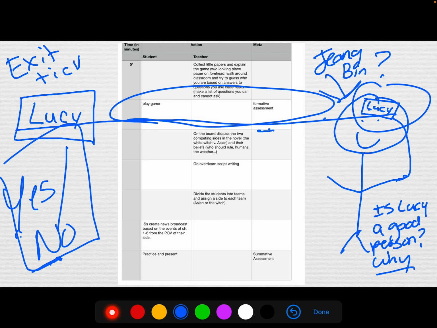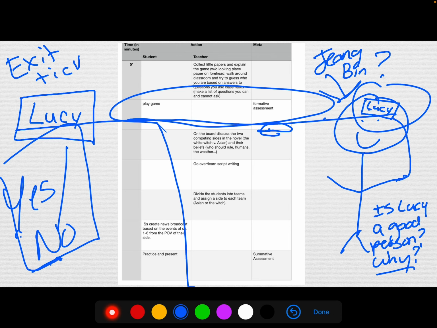And why? If I feel like I have a lot of time, I'll say why. So if I have a little 5 minute window left, but I'm not ready to move on because I don't want to interrupt my next activity and I want to save it for next time, I'll do an exit ticket. So every student has to answer this question for me. I'll say, is Lucy a good person? Why? And then once everyone has answered the question, they can leave.